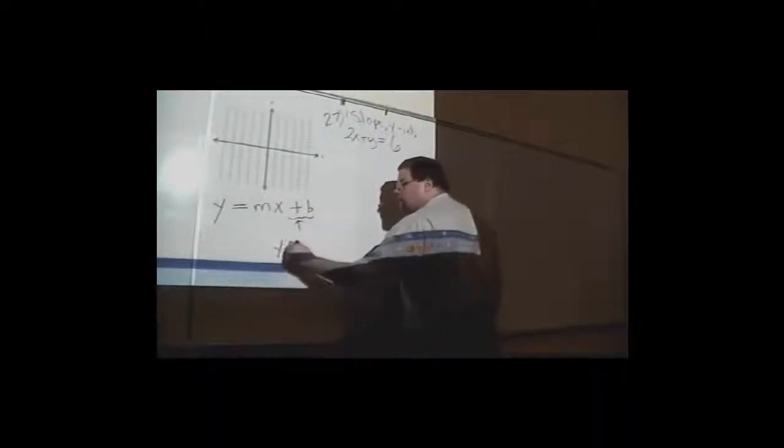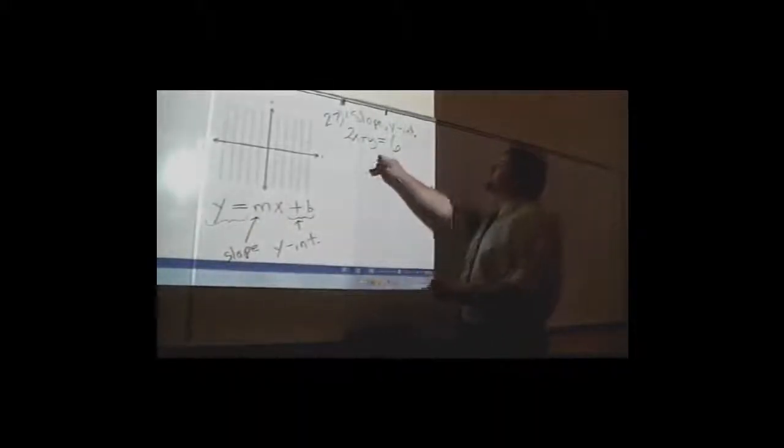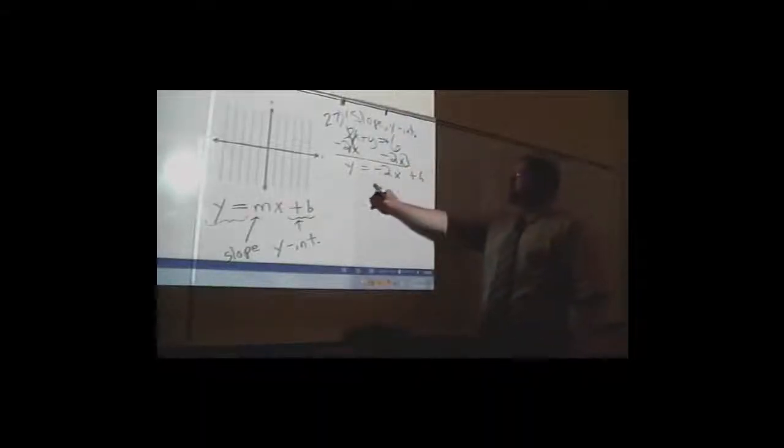Remember that b is my y-intercept, and my m represents my slope. So your first step is to solve for y, to get y equals. So in this equation, I have to solve for y. I'm going to subtract 2x from both sides. I have y equals, put this first, so it's negative 2x plus 6. Okay? So this is now in slope-intercept form, the y equals mx plus b form.